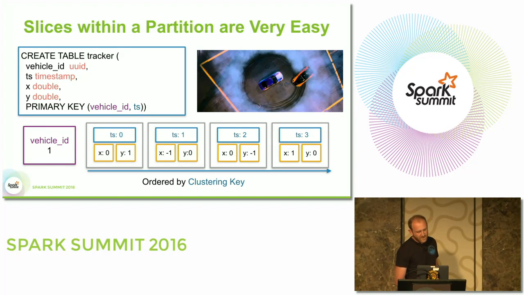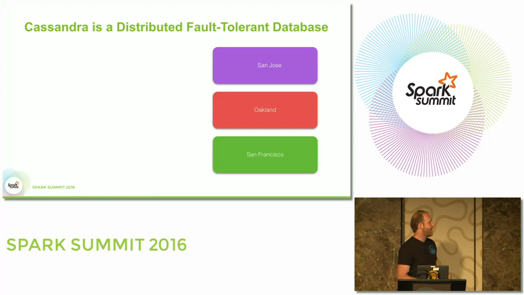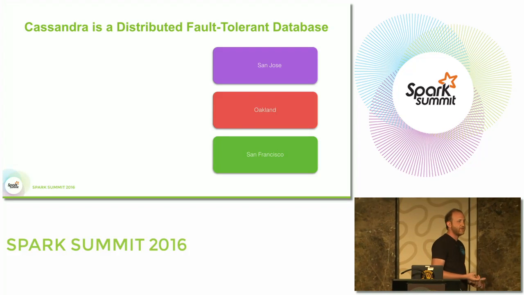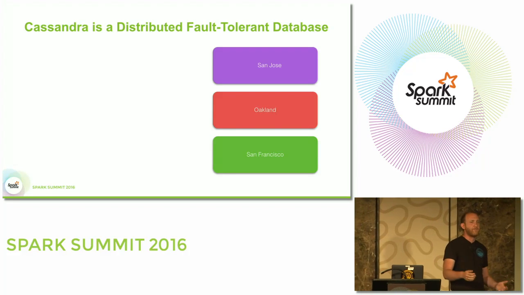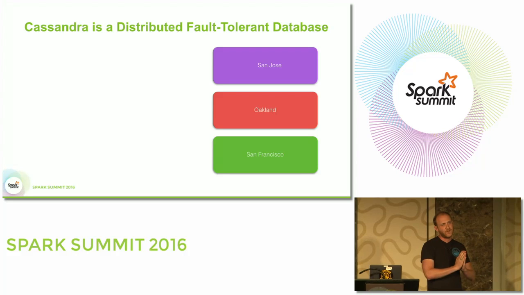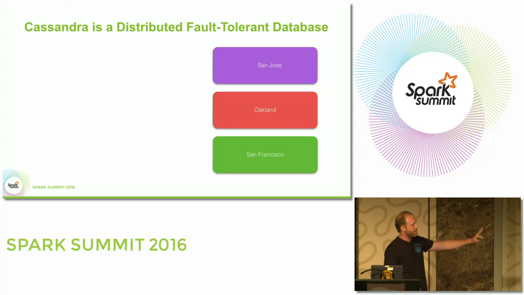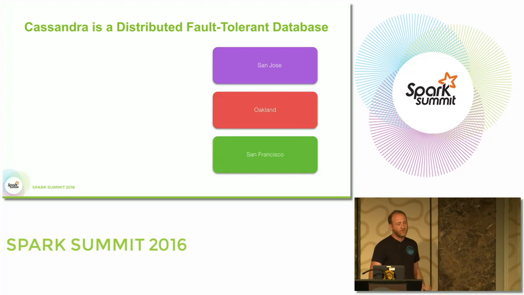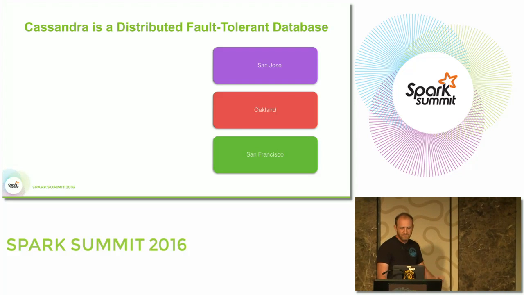So the next thing I just want to quickly talk about, oh yeah, slices are very easy, is that it is a distributed database. So we talked a little bit about how a partition is laid out, but a partition is going to be only on one machine. So let's imagine we have 3 different machines. We have a San Jose machine, we have an Oakland machine, and a San Francisco machine.